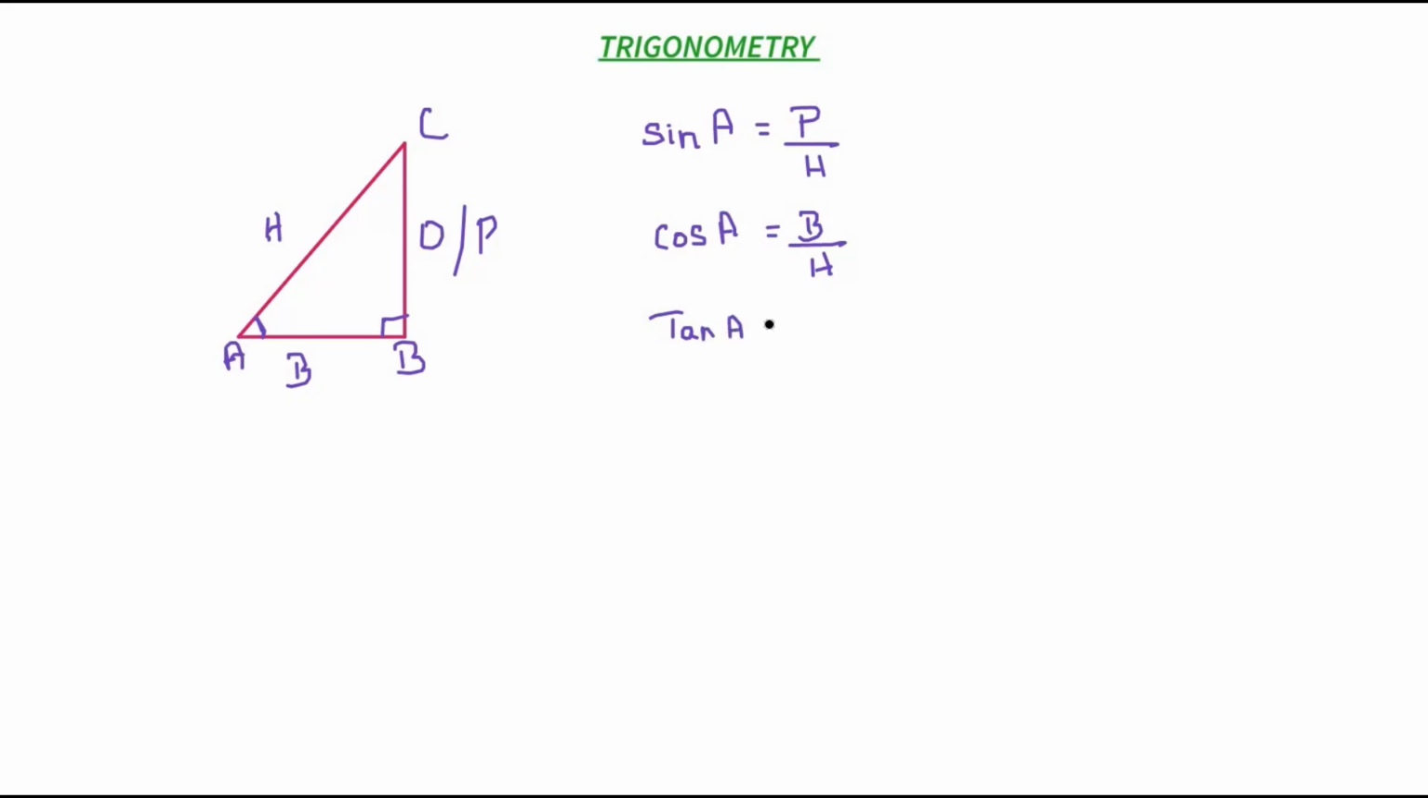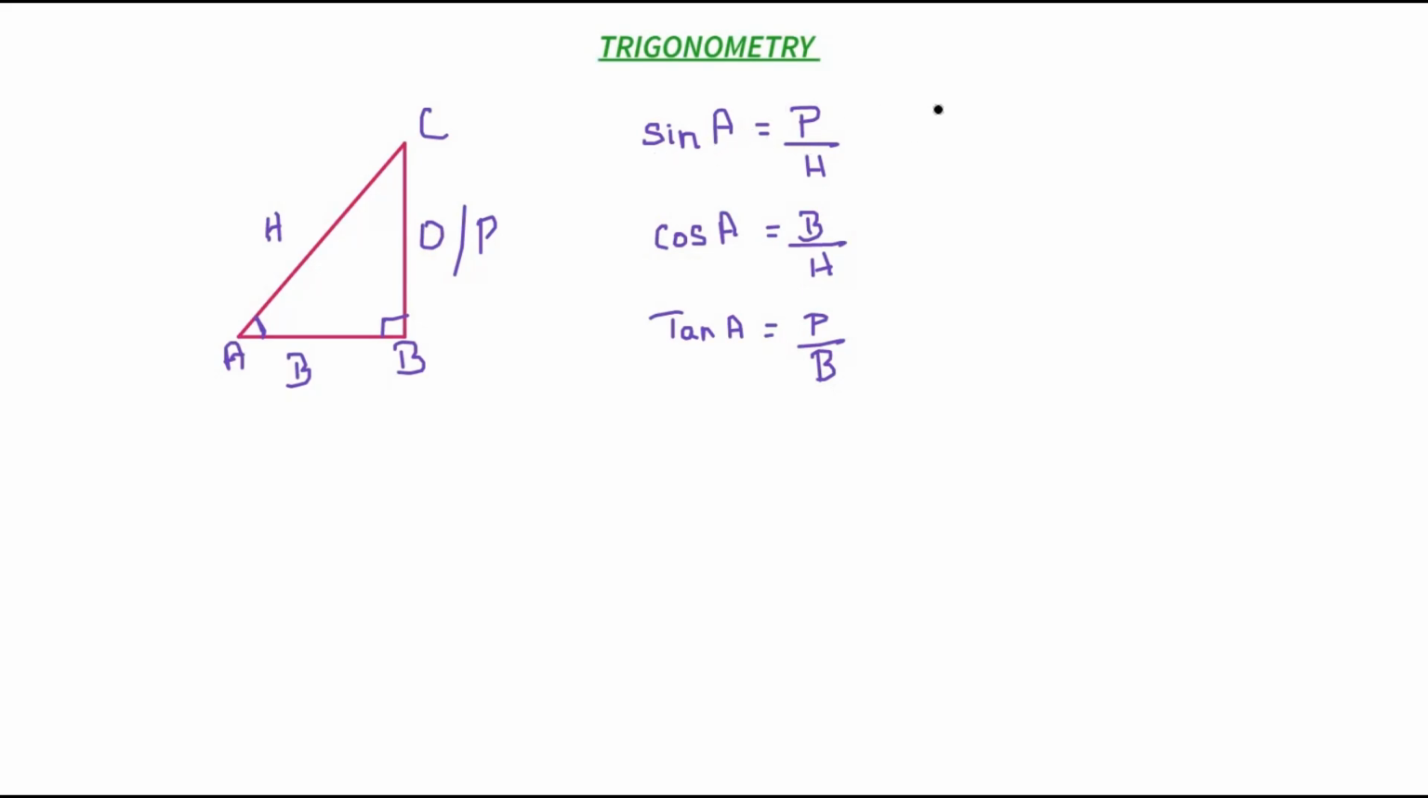Tan A. What is tan A? Tan A is nothing but, we will not take a hypotenuse here, we will take perpendicular by hypotenuse. Sorry, perpendicular by base. Pretty easy. You can just remember this. Sine A is nothing but perpendicular by hypotenuse. Cos A is base by hypotenuse. Tan A is perpendicular by base. Easy.